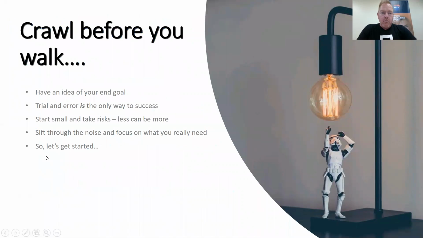So how do we start with AI? I guess we crawl before we walk. We need to have an idea of what you're trying to achieve, but also what your end goal is. Trial and error is the only way to succeed with AI. You need to start small and take some risks. You need to essentially sift through the noise and sift through the technology and focus only on what you need.